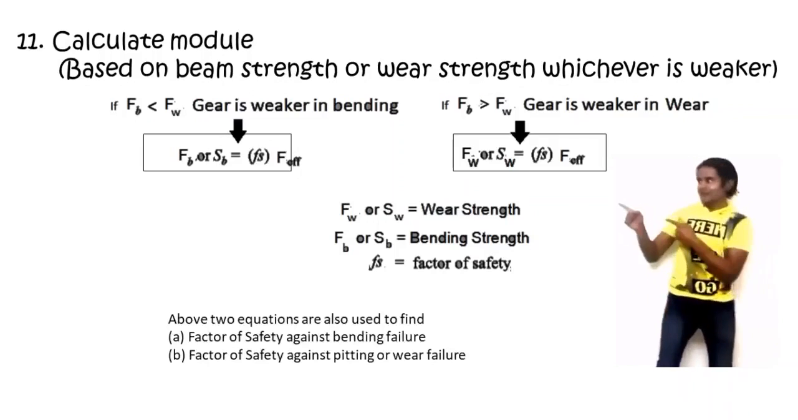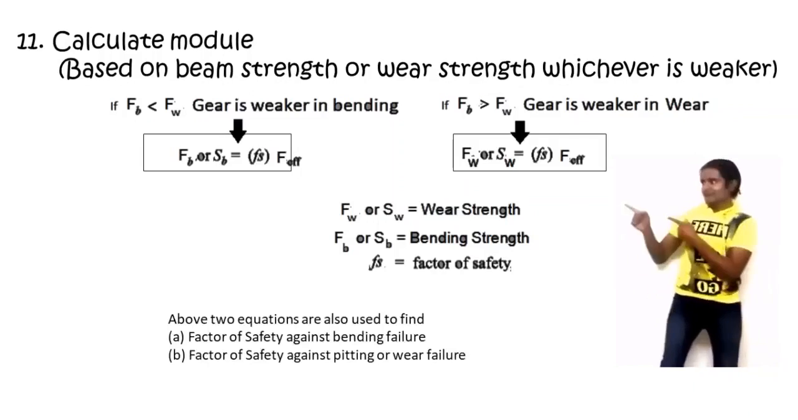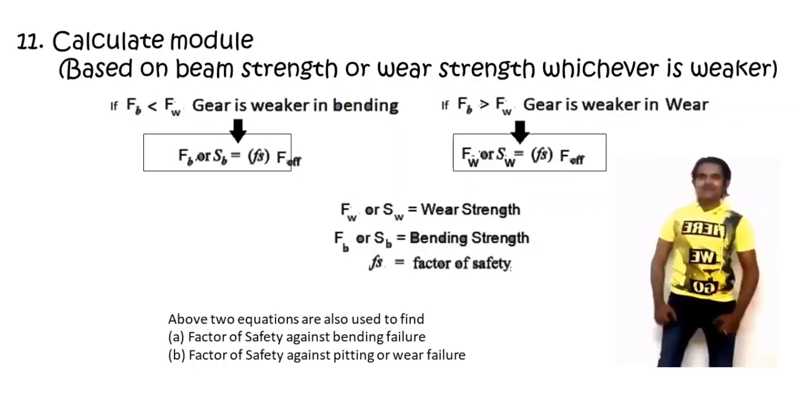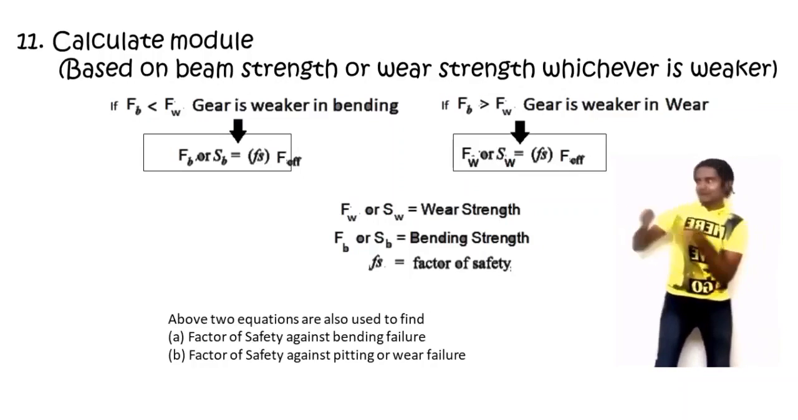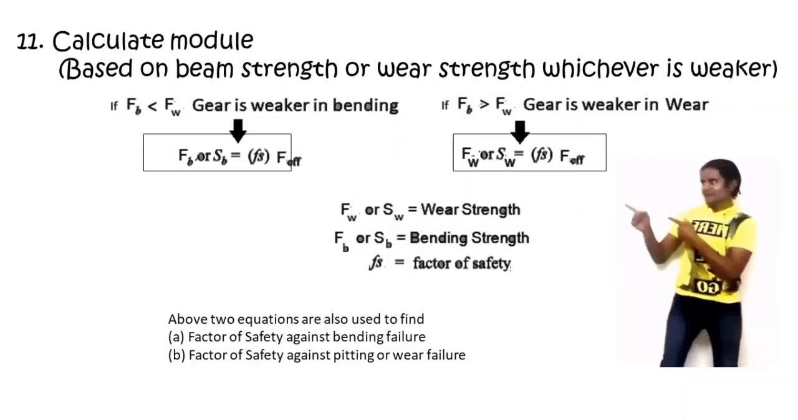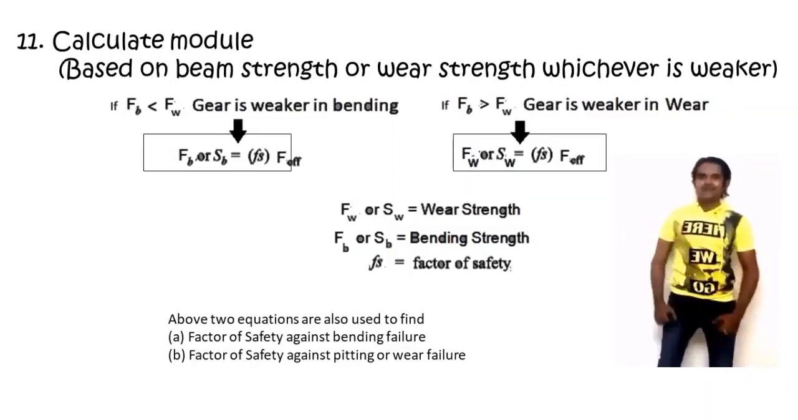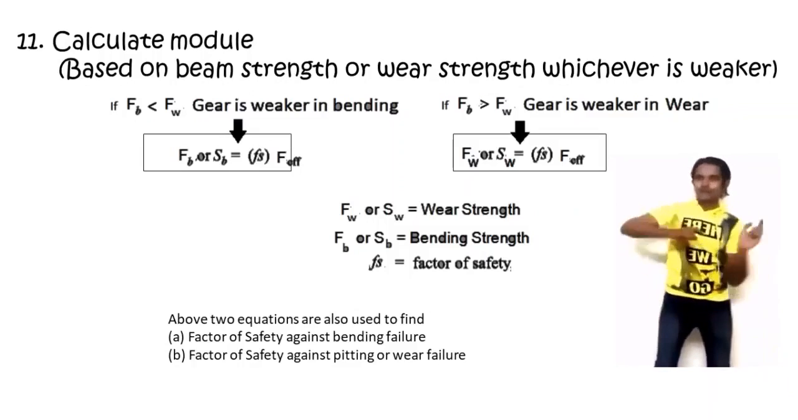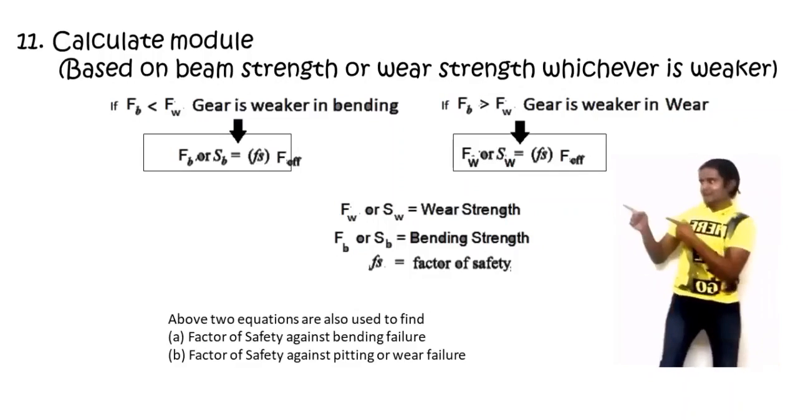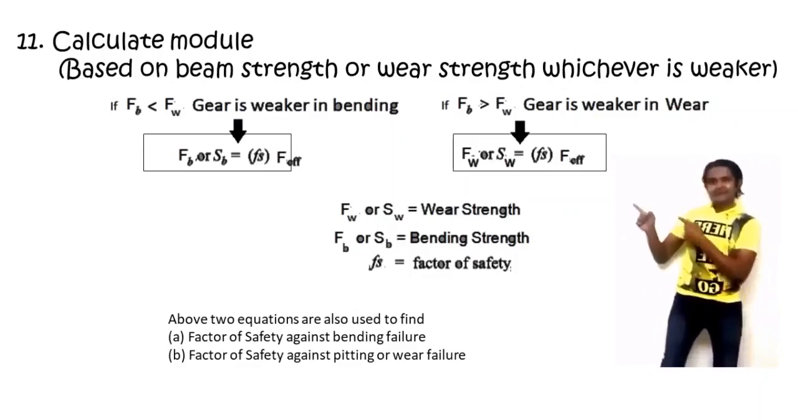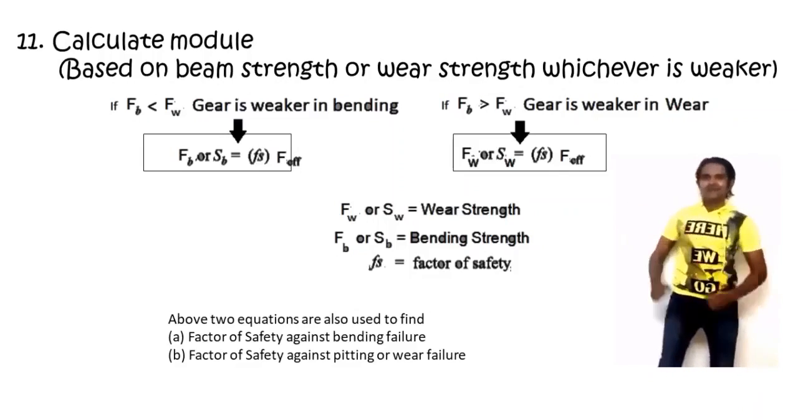So in this step you have to decide whether the gear is weaker in bending or weaker in wear. The above two formulas are also used to find factor of safety against bending failure and factor of safety against wear failure. You can just put the values of FB or FW and F effective, and on the basis of that you can find out the value for factor of safety. So in 11th step you will be able to find out the value of module.